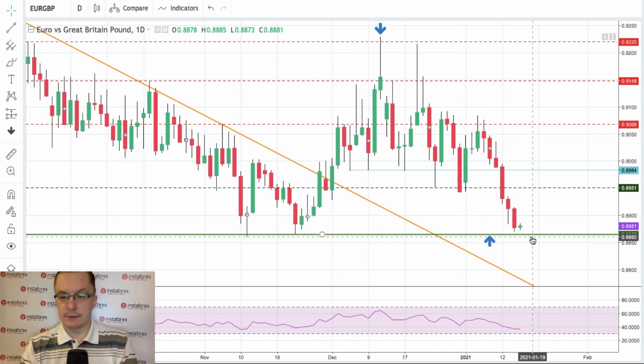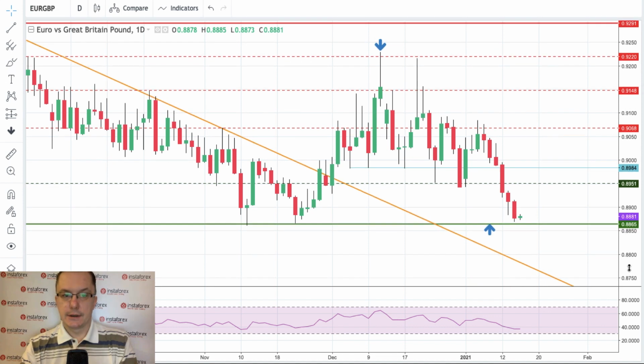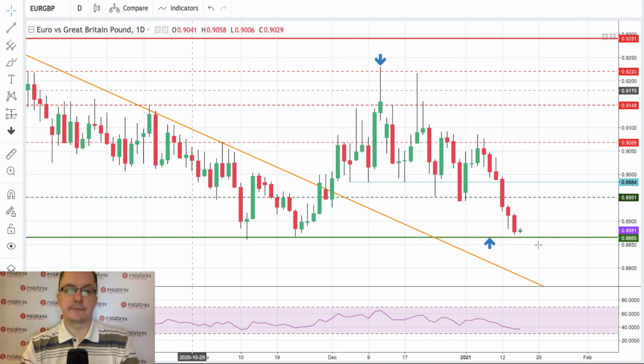So if the market makes a 10 pip move to the downside, then of course we will have a new low, and this would mean the downtrend on the euro is being continued. So the people are selling euro and buying British pound. Right now, the next target for the euro to the British pound is seen at 8,850 for this week.